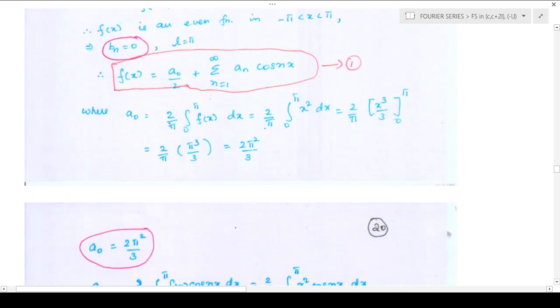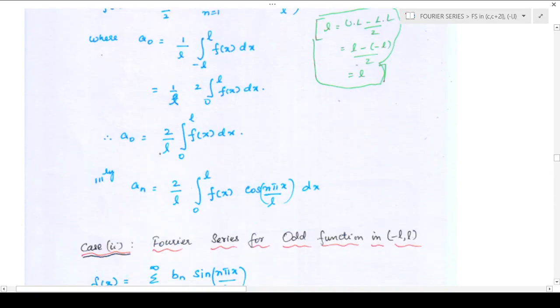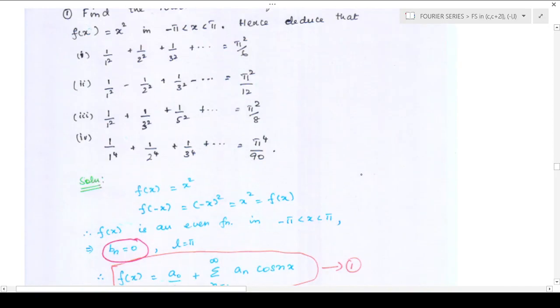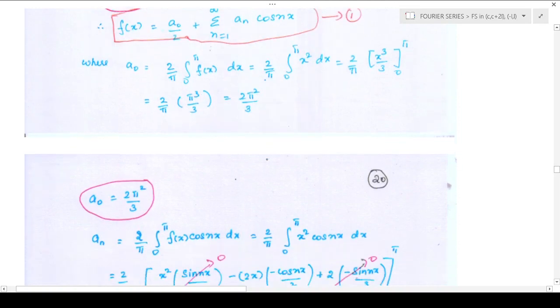You are going to find a naught. It is 2 by pi, integral 0 to pi, f of x dx. You have to use this for a naught. An will be 2 by pi, integral 0 to pi, f of x cos nx dx. So you are evaluating this. You are getting 2 pi square by 3.